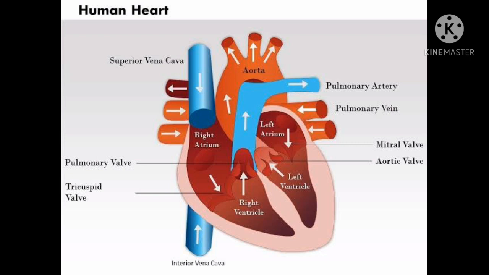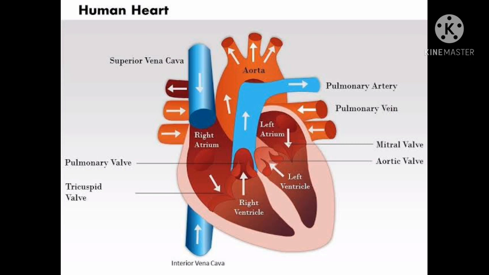Whatever blood is present in the left atrium is now oxygenated blood. It is drained into the left ventricle with the help of the mitral valve. The blood in the left ventricle is then pumped into the aorta with the help of the aortic valve, because it is the valve of the aorta, that's why the name aortic valve is given.